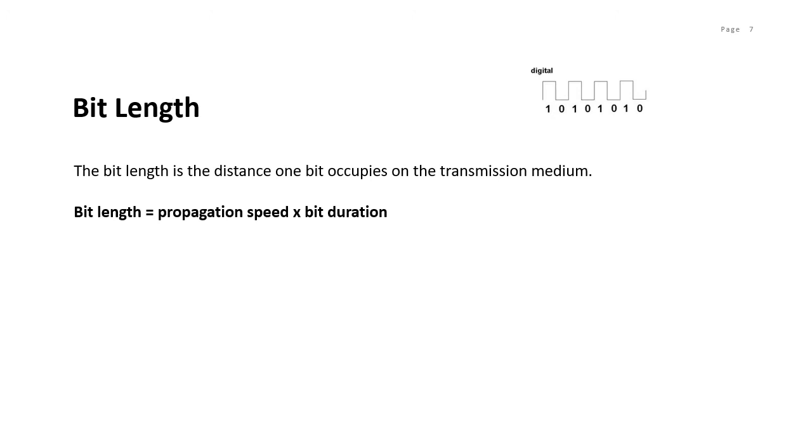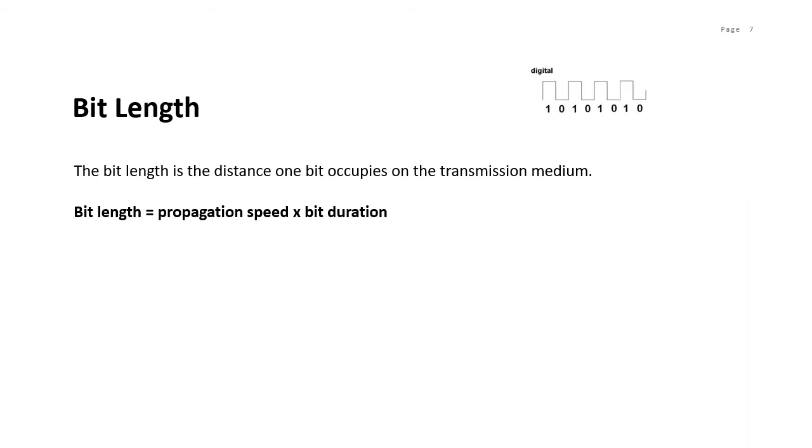Okay, next let's go to the next digital signal characteristic. We have bit length. In an analog signal, there is a concept called wavelength, which is the distance one cycle occupies on the transmission medium. Again, this is similar but for digital signals. It is called the bit length. The bit length is the distance one bit occupies on the transmission medium.